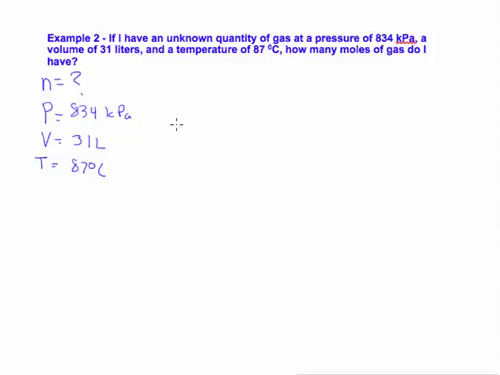If we're using the units kPa for pressure, then we have to use the value for the ideal gas law constant that has the right units. So 8.314 liters times kPa divided by mole times Kelvin. We should make sure that our volume and temperature are in the right units. Our volume is liters. Our temperature is Celsius, but we have to have Kelvin. So when we add 273, we get that our temperature is 360 Kelvin.